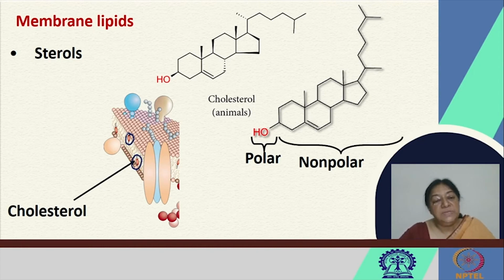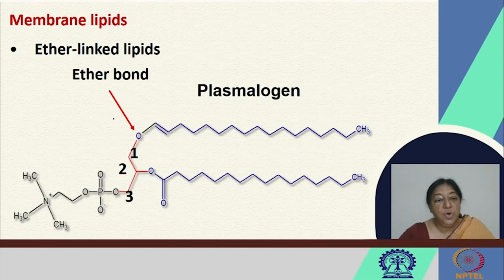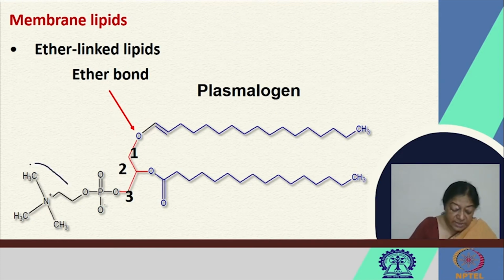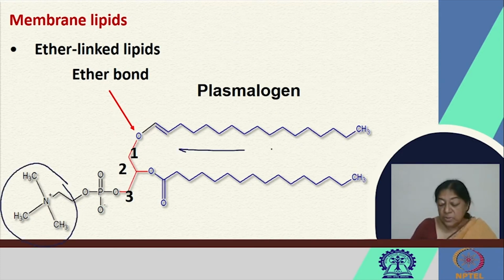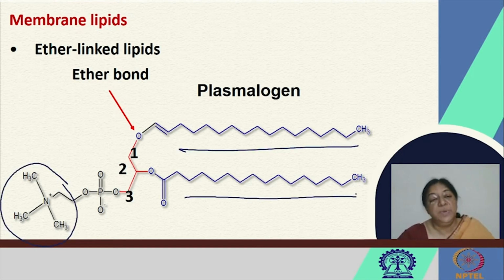Now, the possibility, therefore, of the plasma membrane to have different types of head groups and different types of tails results in different types of properties. So, we can also have another type, which are the ether linked lipids. Again, what we notice here is a polar head group with two hydrophobic tails.